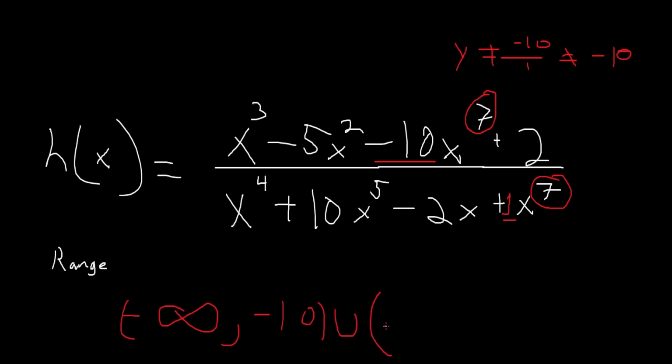And we'll do a union, negative 10 all the way to positive infinity. So those are the y values we're allowed to have, everything except for negative 10. And that's how you find the range of a rational function. It's much easier than some of the domains we have to find on some of these. So that will be the range of that rational function.